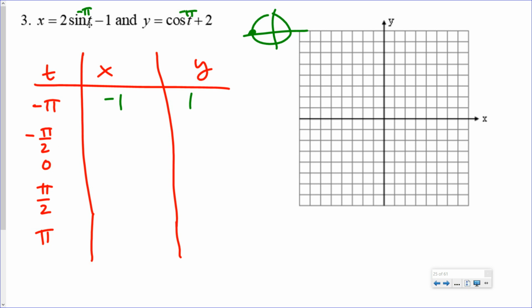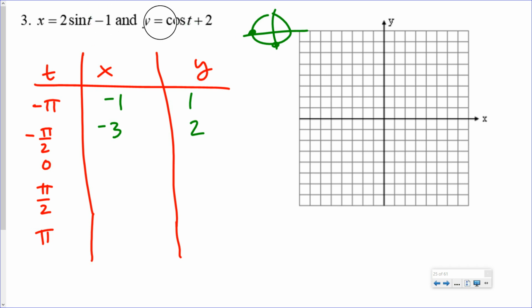Okay. Negative pi over 2. Let's put negative pi over 2 here. So negative pi over 2 and negative pi over 2. What's the sine of negative pi over 2? Where is negative pi over 2? Is it down here? Okay, so what's the sine of that? Negative 1, right? So this will be negative 3. And what's the cosine of negative pi over 2? Is that 0? So this will be 2.